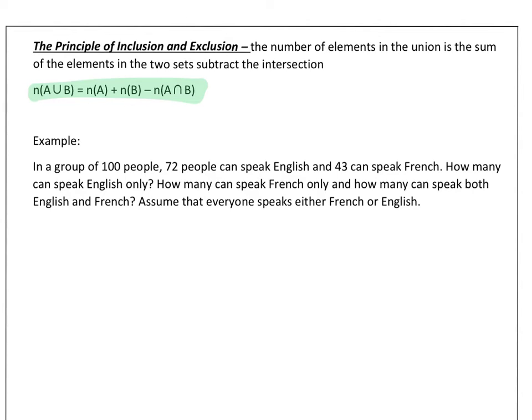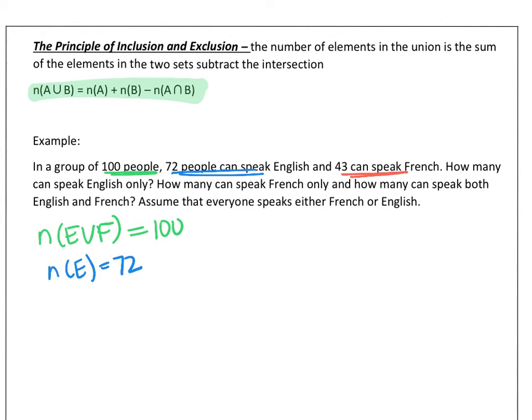It says in a group of 100 people, 72 can speak English, 43 speak French. How many speak only English? Only French? So what this is saying is, if I have 100 people, the number that can speak either English or French, because everybody speaks one of those languages, is 100. If I'm using set notation, I'm going to do a Venn diagram in the end too, and you'll see that's maybe easier. 72 speak English, so the number who speak English is 72. 43 speak French, so the number who do French is 43.